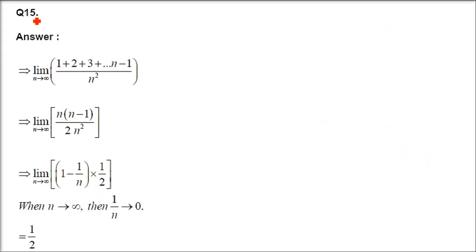Now coming to question number 15. Question number 15 is saying, see, there is some trick here. If I show you the question, how do we reach here? It's just a trick. See, limit n tends to infinity, you have 1 by n square plus 2 by n square plus 3 by n square plus dot dot dot, and you have n minus 1 by n square.